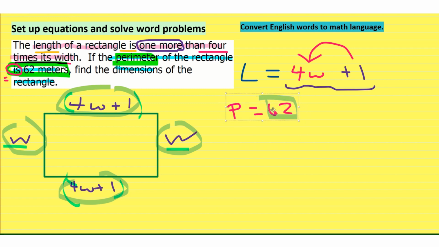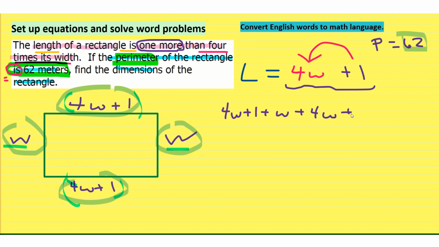Let me go ahead and move this over here and make it a little bit smaller so I've got more room to work. Okay, so let's go ahead and write this. 4w plus 1 plus w plus 4w plus 1 plus w. And all of those sides are going to add up to a total perimeter of 62. They told us that in our word problem. Now at this point, it's just about combining our like terms and solving it using basic order of operations.